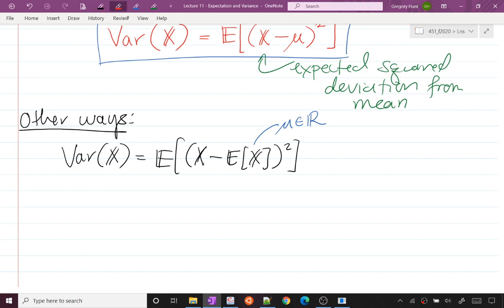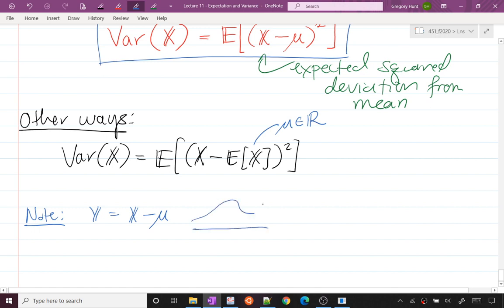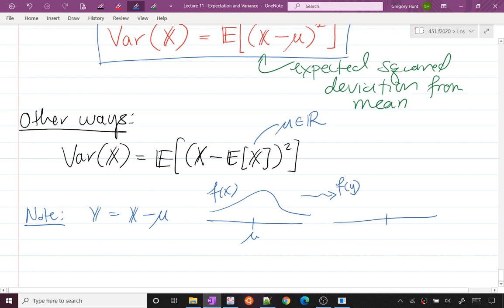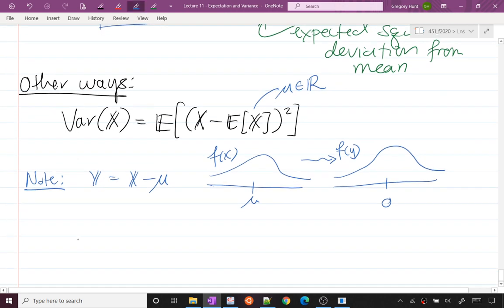I want to note one thing before we look at some examples of how to calculate variance. So note here that if I define a new random variable, let's call it y, and y is going to be x minus its mean. So it basically just recentered x. So the distribution of x normally is centered at mu. So this is, let's say, f of x. And then I've done this transformation. I can look at the distribution of y. It basically recentered the thing at 0. By subtracting off the mean, I basically just shifted my distribution so that its mean is now at 0. That's actually something we can prove, right?